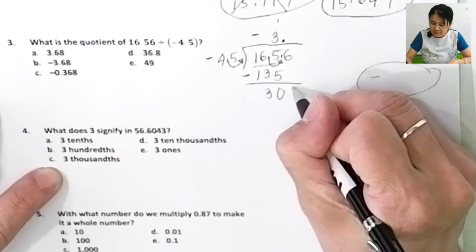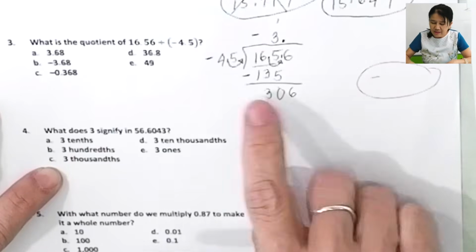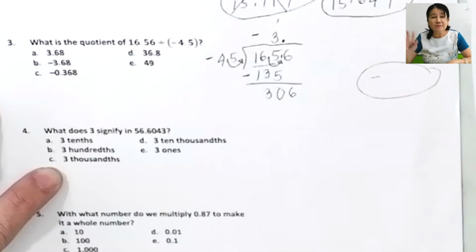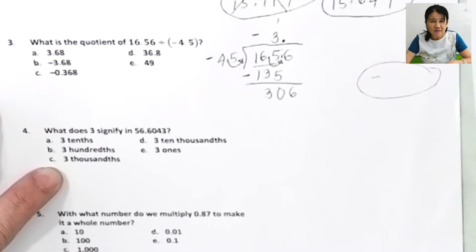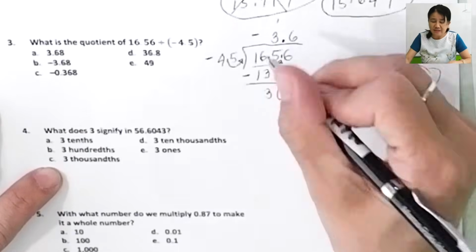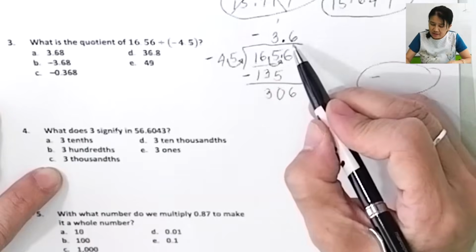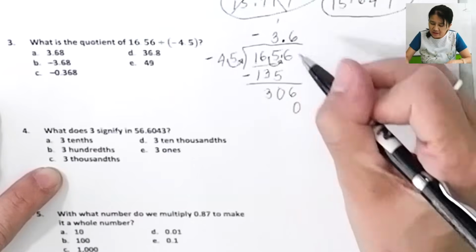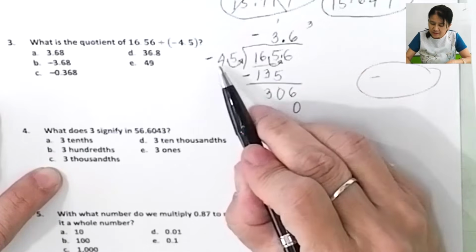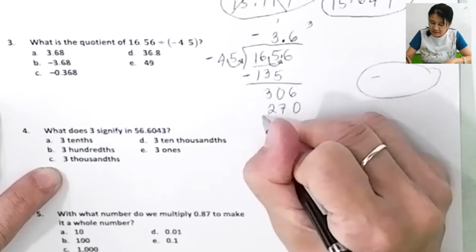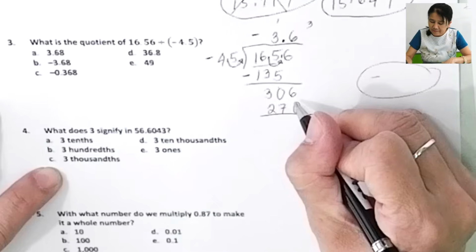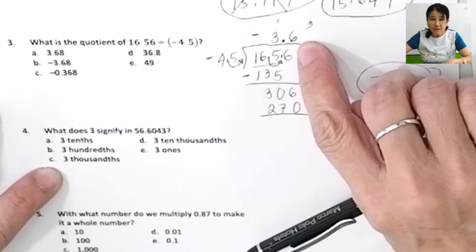Proceed. Bring down 6. 306 divided by 45. Make 45 50. Estimate. So how many 50s are there in 306? There are, 5 times 6 is 30, so there are 6. So you try 6 here. So 6 times 5 is 30, carry 3. 6 times 4 is 24, plus 3, 27. There. And then stop. Stop first.